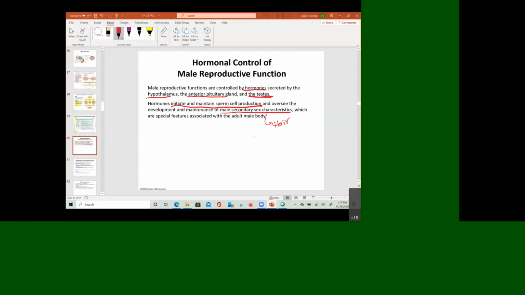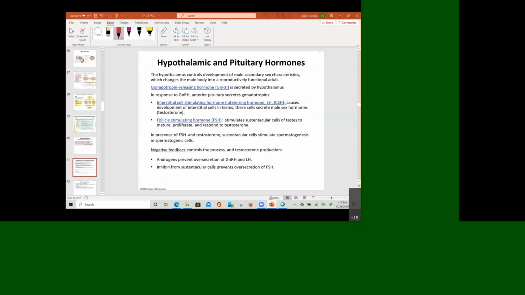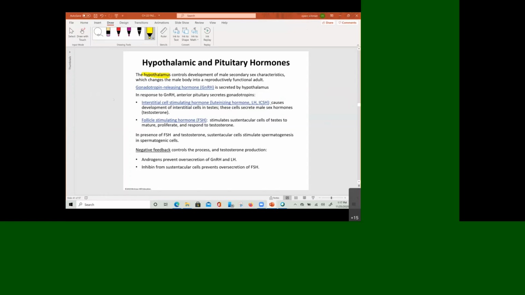So let's talk about the hypothalamic and pituitary hormones. Okay, so the hypothalamus actually controls development of the male's secondary sexual features. With development of the male secondary sexual features, the male body becomes a reproductively functional unit as a result of secondary sexual features being developed.